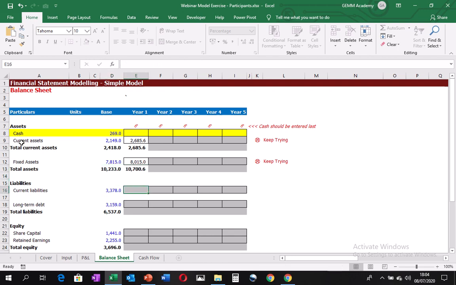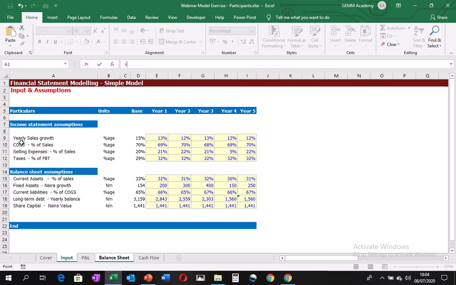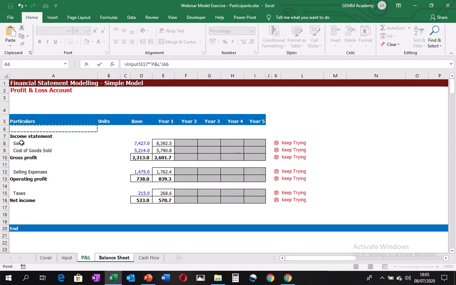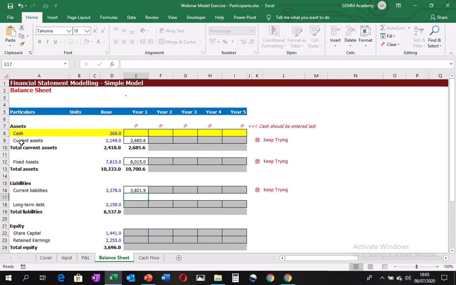Next is the current liability forecast equals, go to the input page, look at the current liability assumption base. It is this percentage on cost of goods sold. So I'm going to apply that on cost of goods sold. Cost of goods sold can be found in our P&L. So cost of goods sold for the current year, year 1, is 5790.8. So I hit enter. So that's the forecast for the current liabilities.